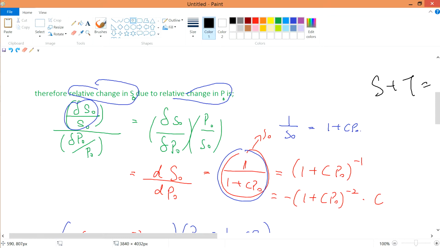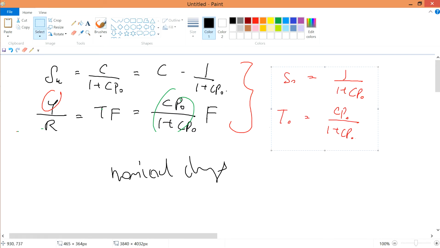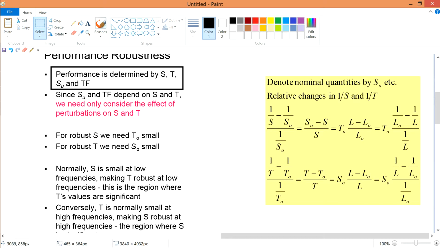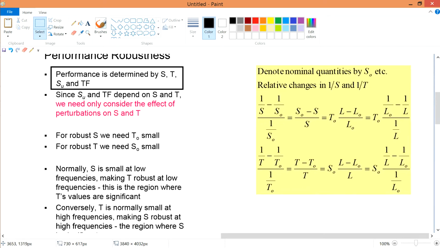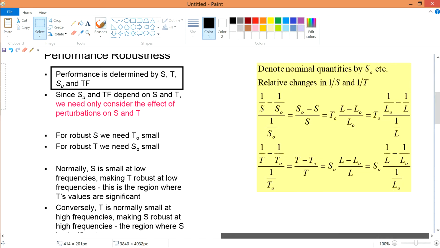Alright. And lastly, we would like to say that this little small changes of P naught, that changes the small changes of S or small changes of T is called the nominal changes. Alright, where you have a very small changes that have occurred. And this nominal changes is analyzed using S and T naught as we have said, and therefore in the next video we'll talk about another method to explain this phenomenon. Alright, and let's see how it goes. I shall see you in the next video.